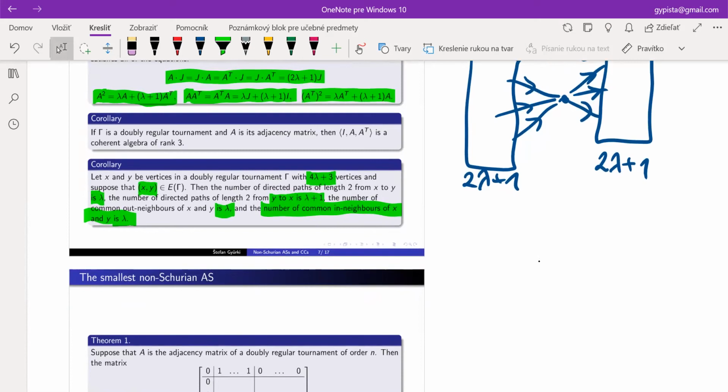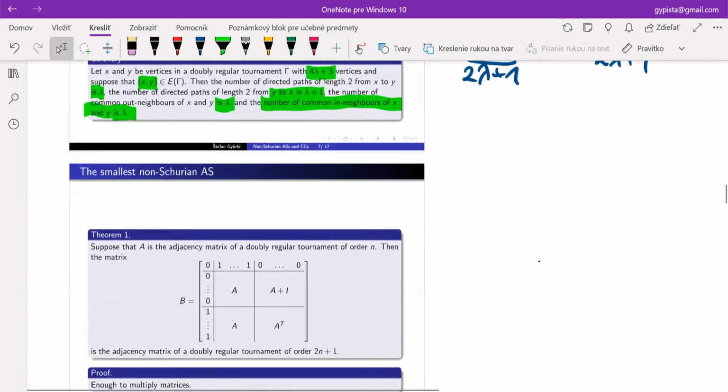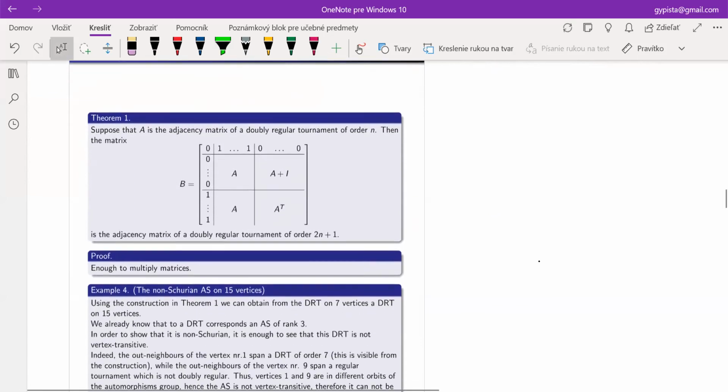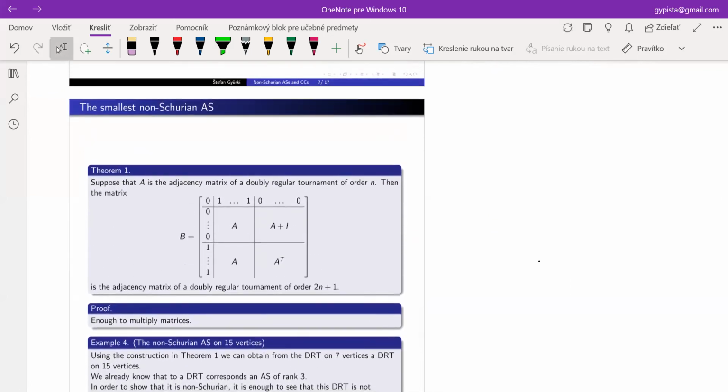Now we are ready to explain the appearance of the non-Schurian association scheme of order 15. But in order to do this, we have to take a quite nice result, which is a kind of a recurrent construction of doubly regular tournaments. In fact, there are many constructions for doubly regular tournaments. But I will show just this one, which is related to our object.